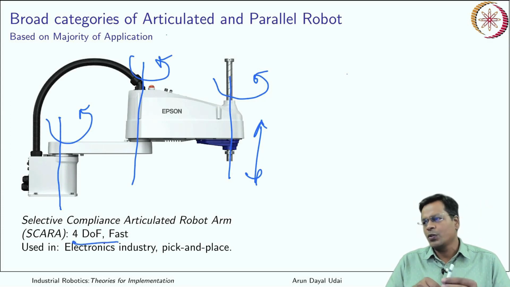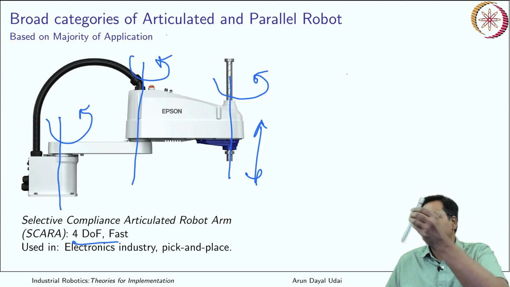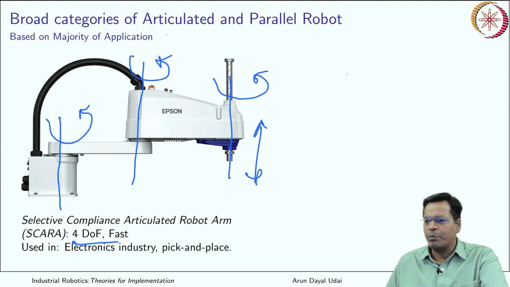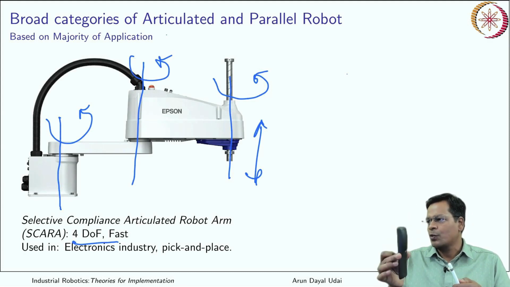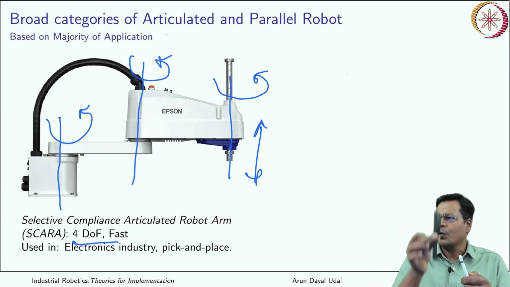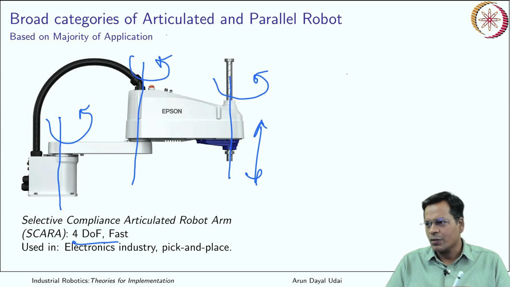Why? You don't need roll or pitch when you are doing a pick and place operation. You just have to go vertically downwards, go vertically upward and put it somewhere else. So that is the reason it is used mostly, and they are very, very fast.